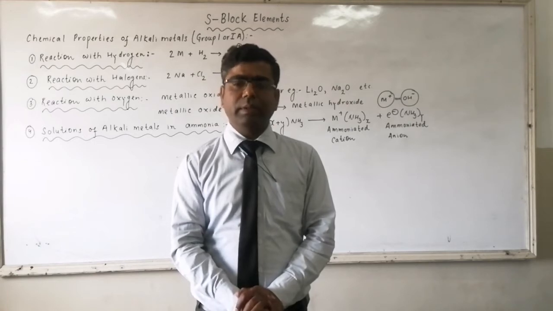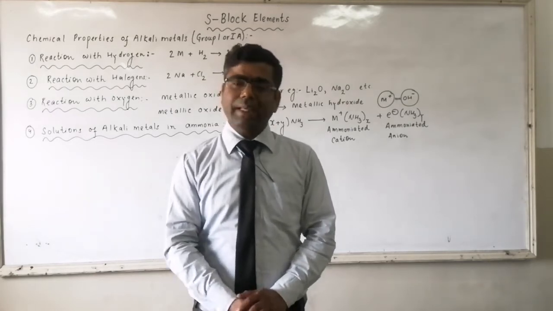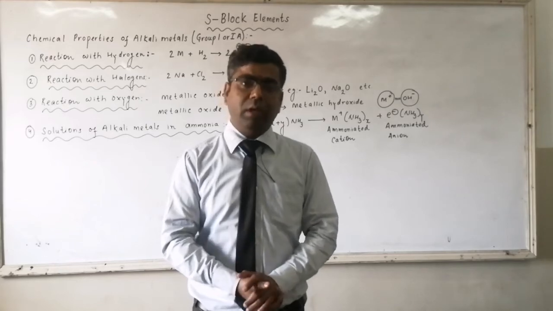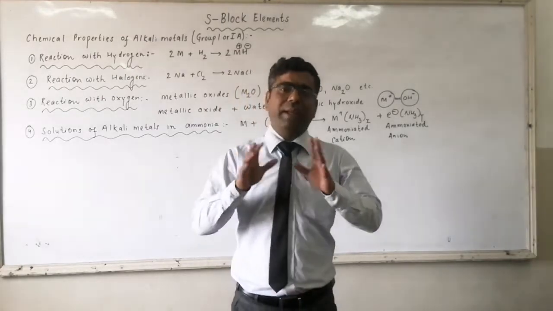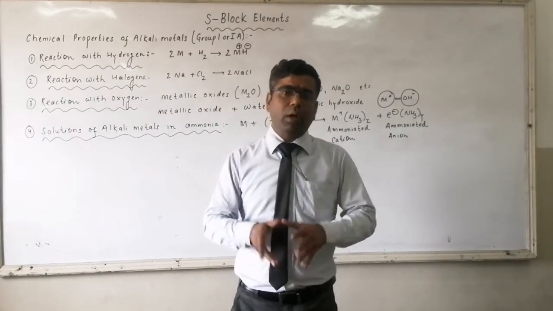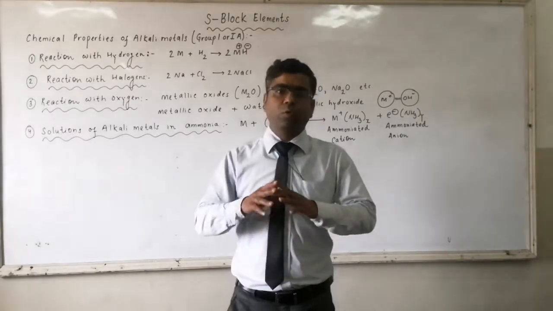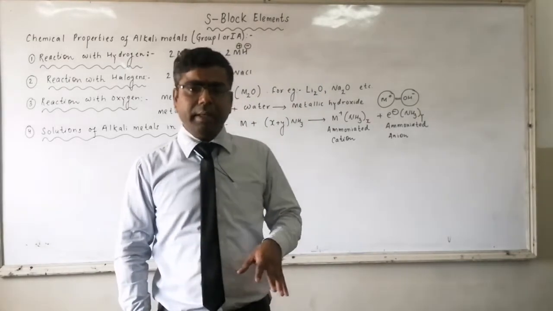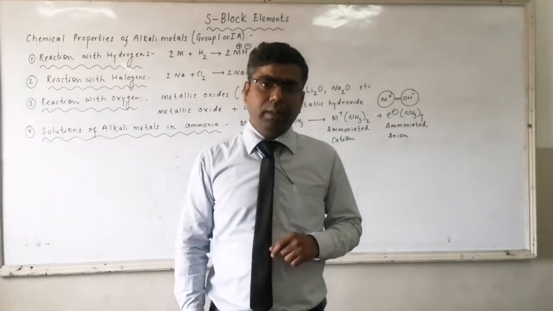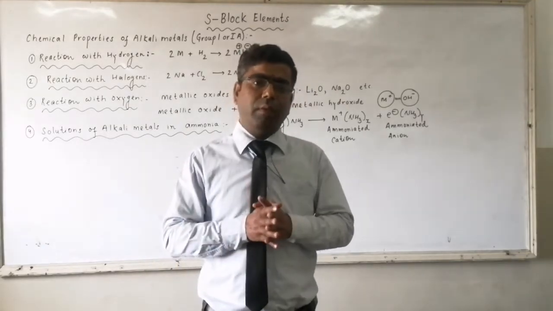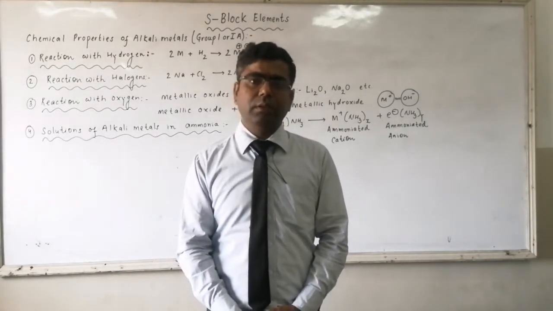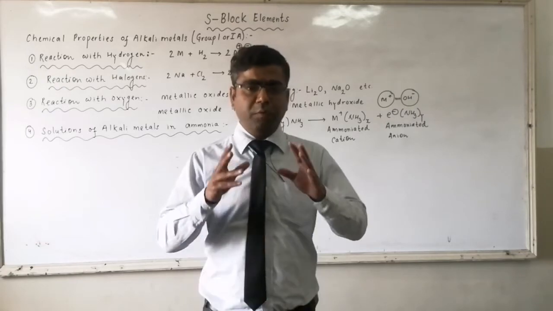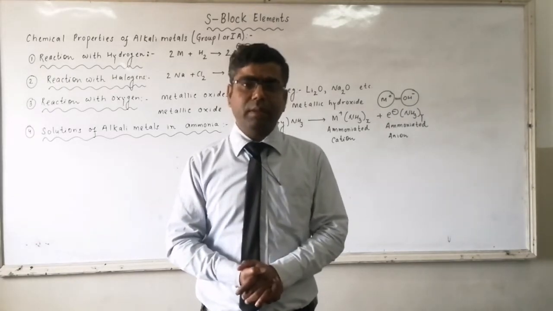Hydrogen is not included in alkali metals, although it's a member of group 1 or first A. But we study it differently because it resembles metals as well as non-metals. That's why it is placed separately in the periodic table. And in alkali metals, we have completed general physical properties of group 1 or first A.